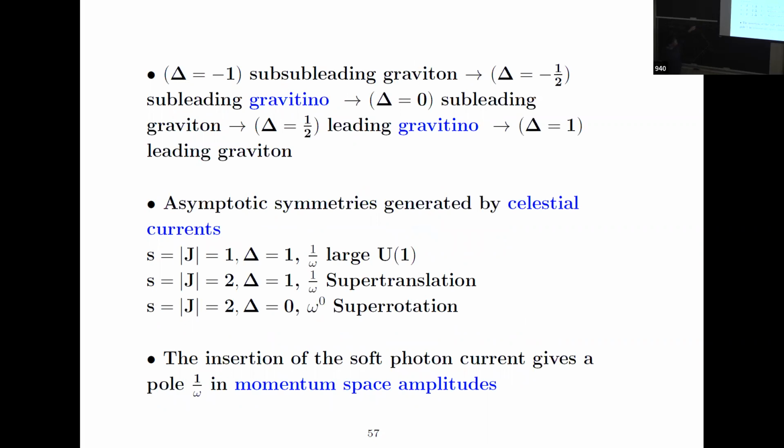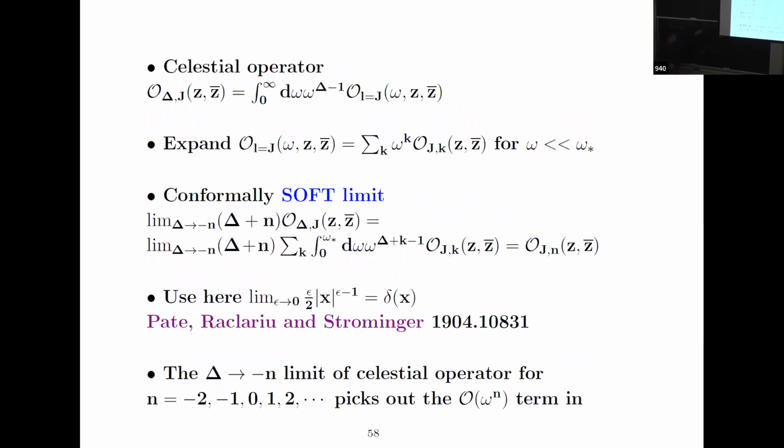When we consider a supersymmetric theory, we will have gravitino and gluino cases. Here I didn't write down the celestial currents, but we have corresponding currents. For the photon case, the insertion of the photon simply gives us 1/omega in the momentum space amplitude and so on. Now we construct the celestial operator by taking this integral acting on the operator, and then we expand around the omega equals 0 region.